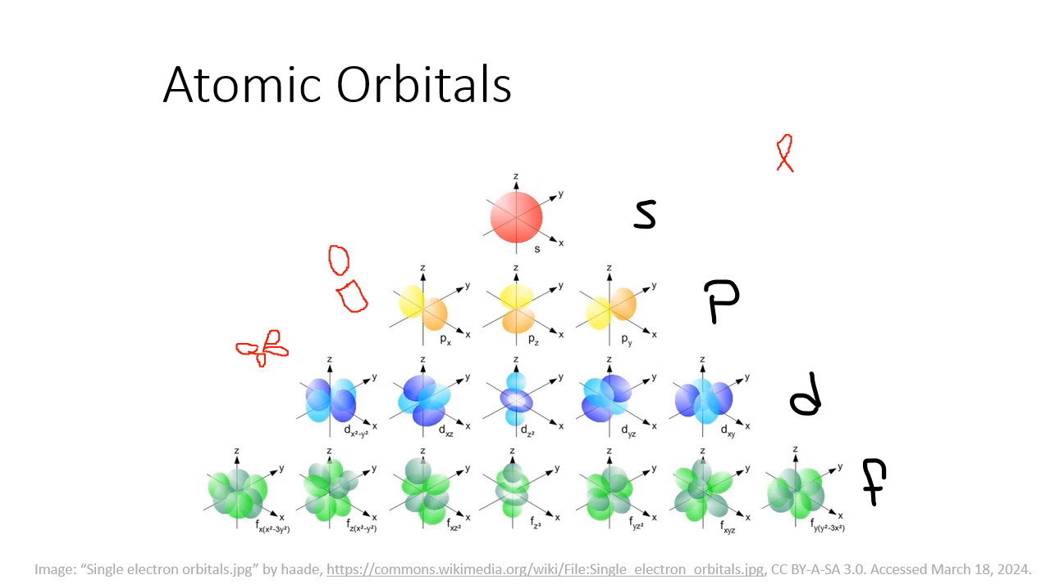And finally, f orbitals are messy, and I'm not very good at describing them, so we're just going to leave it at that. You can look at the pretty colors. I will not require you to know the shapes of the f orbitals. If you take inorganic chemistry, you'll have to memorize them then.